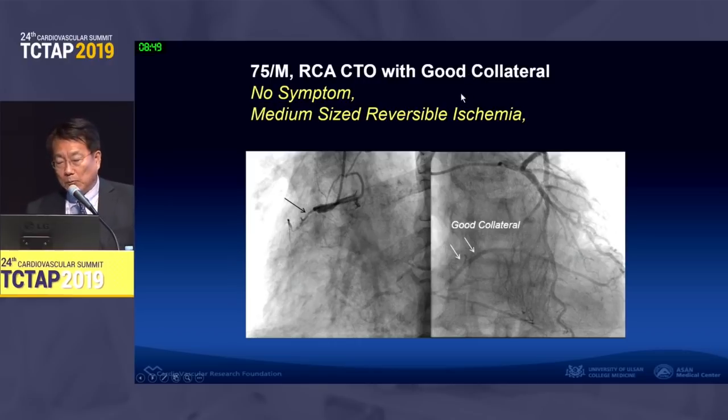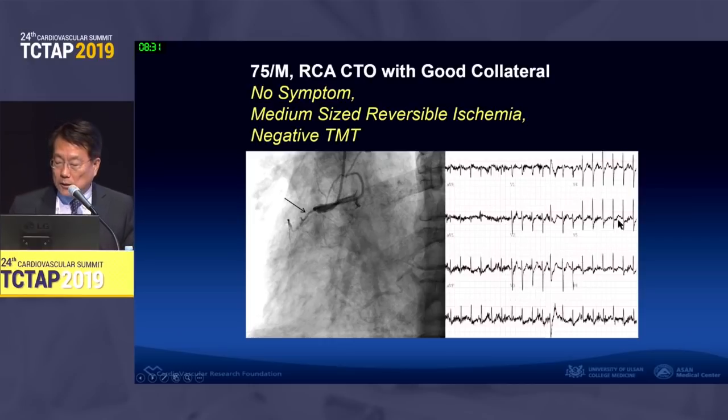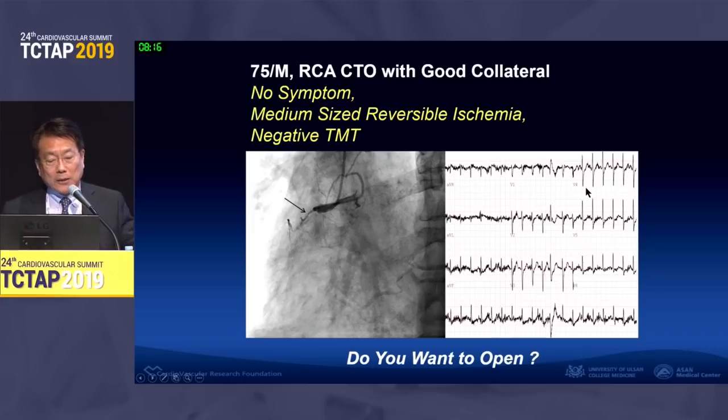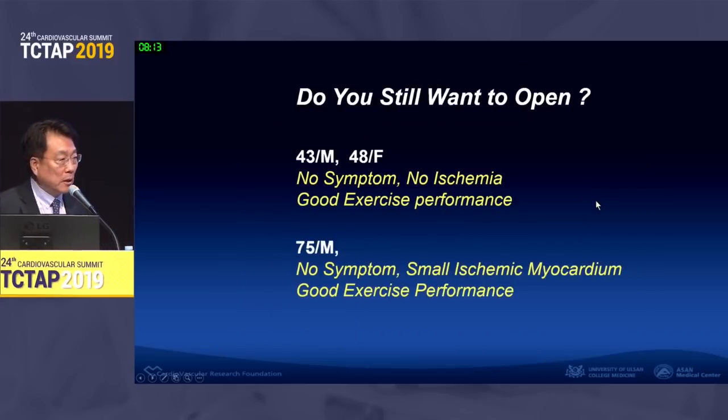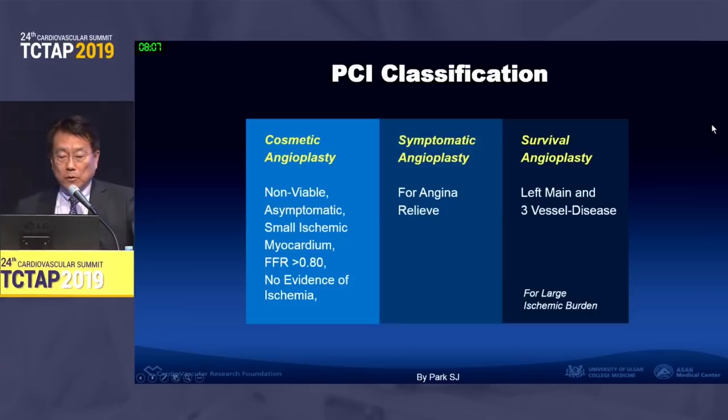And another example. I want to just focus on the single CTO, right? 2 CTO concerns we want to talk about later. 75-year-old, RCA CTO, good collateral, no symptoms, very small to medium size, reversible ischemia. Look at this, treadmill exercise test, 75-year-old gentleman, heart rate grew up to almost 150-160. No ST-T changes, negative treadmill exercise, good exercise performance. What do you think? I don't want to open this. Three examples, all single CTO.